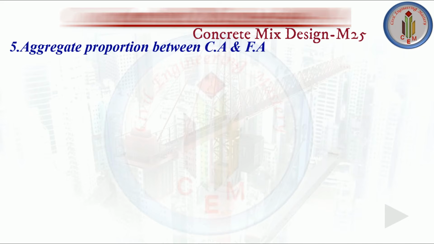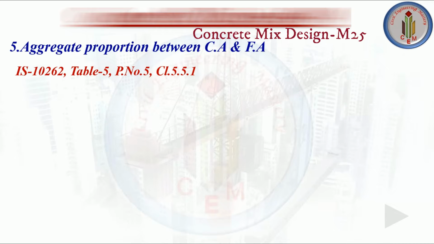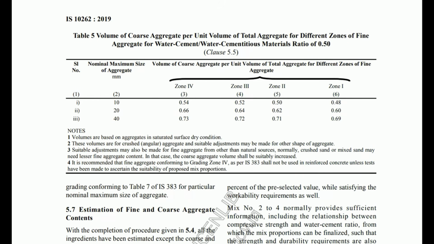Next, let's find out the aggregate proportion between coarse aggregate and fine aggregate. This we need to find out from IS-10262 table 5. In table 5, volume of coarse aggregate per unit volume of total aggregate for different zones of fine aggregate is given for a water cement ratio of 0.5. So for that water cement ratio, according to the zone, the value is given here. Nominal aggregate size is 20 mm, and our zone is zone 2. So for 20 mm aggregate size, we need to consider the value as 0.62.